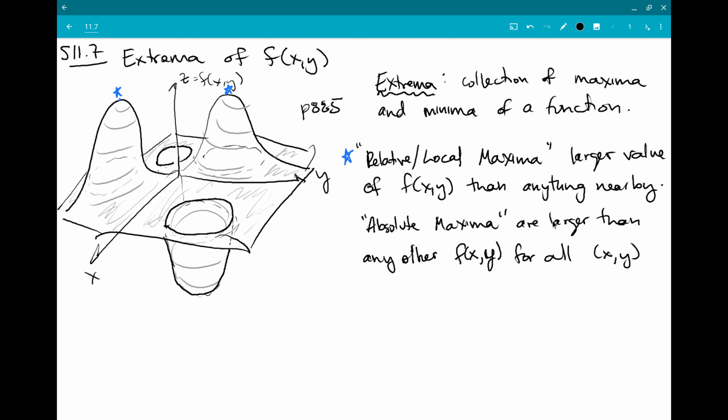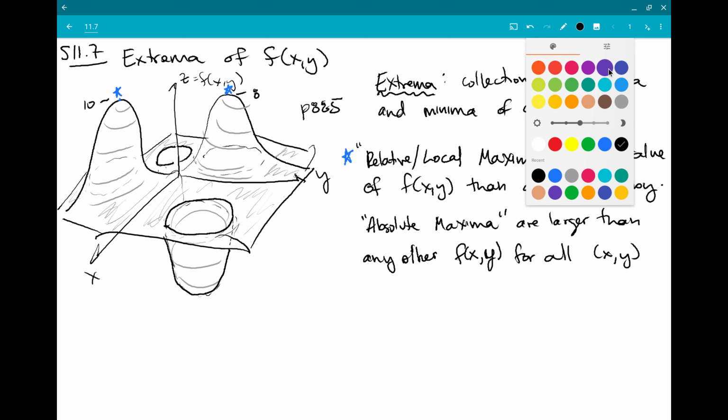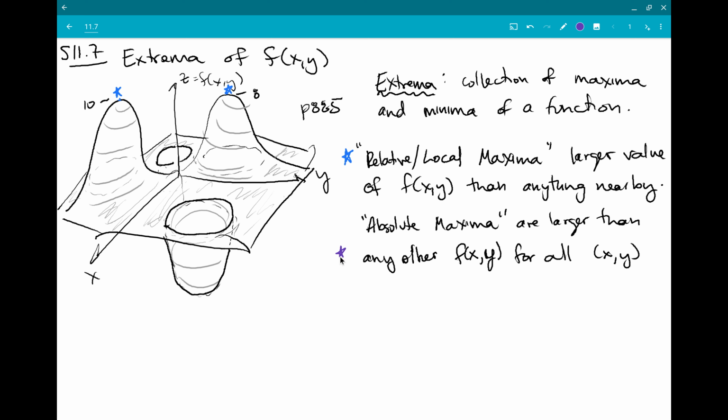An absolute maximum would be larger than any other f of x, y for all x, y. So if one of these two peaks was taller than the other, maybe this one's at 10 and this one's at 8, then the one at 10 would be the absolute maximum because it's taller than anything else anywhere on your surface.